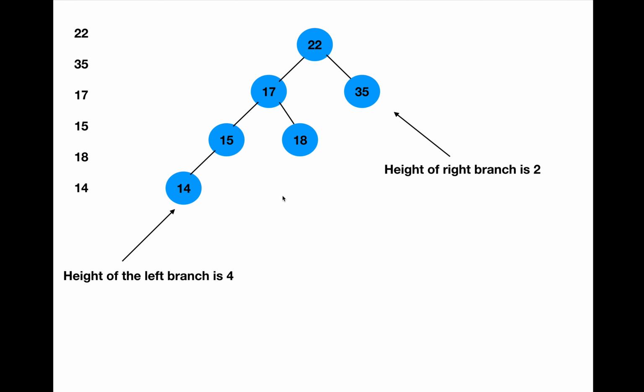Now we have a branch that is of height 4. 1, 2, 3, 4. But we also have a branch that is just of height 2. So 4 minus 2 ends up being 2. Now that is greater than the 1 that we were looking for to have a balanced tree. So this means that this particular tree is unbalanced and we have to find a way to balance it.